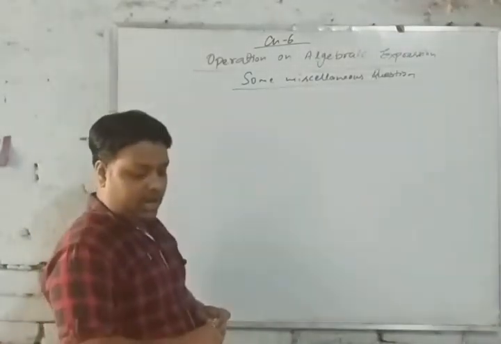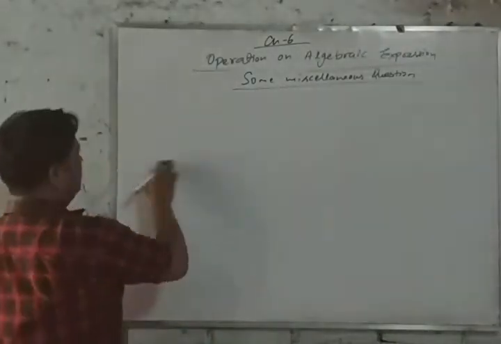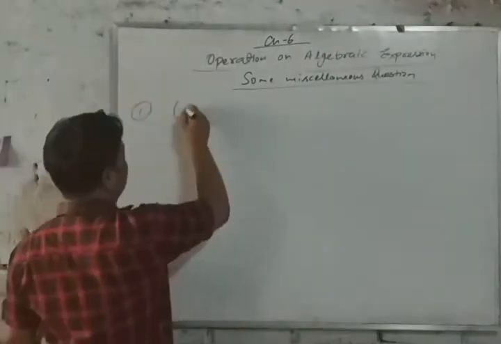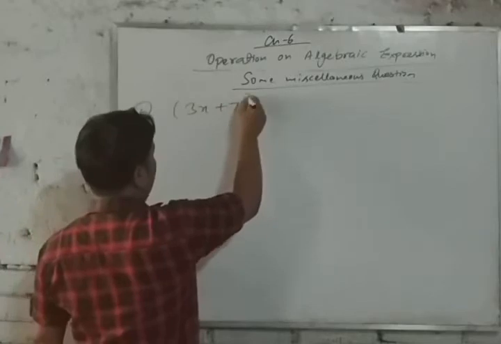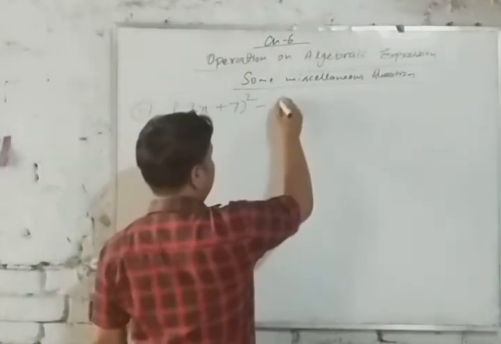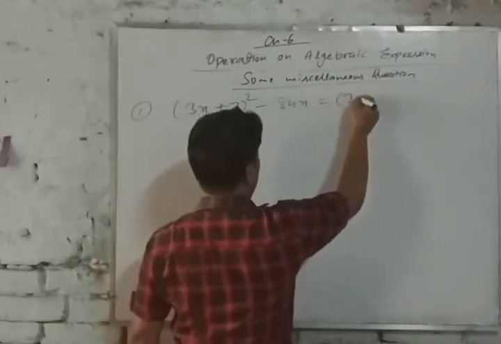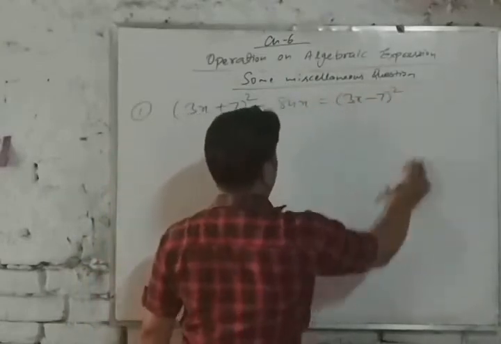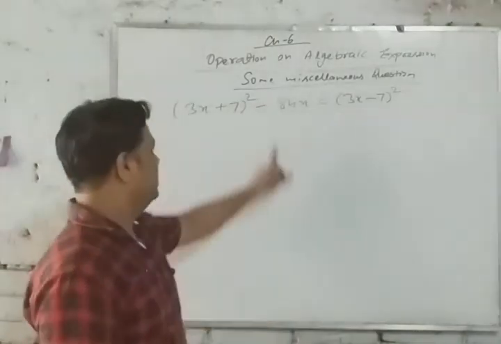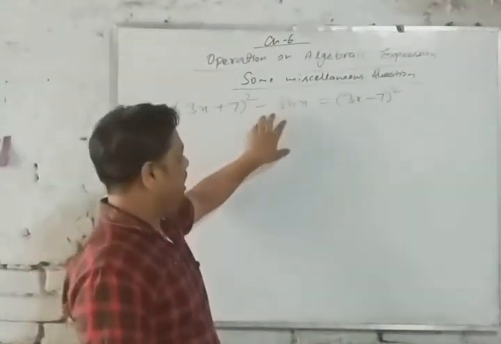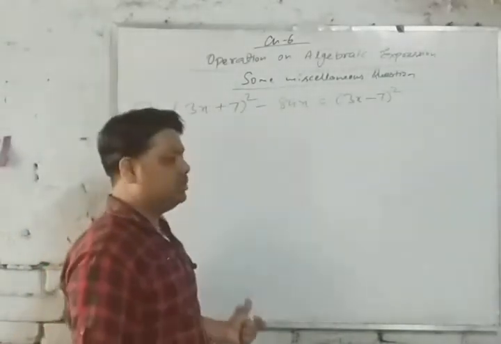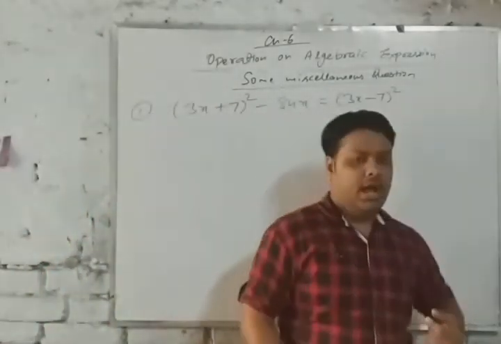Now the first one I am solving is a proving question: prove that (3x + 7)^2 - 84x is equal to (3x - 7)^2. Here, what is the difference? Here it is plus and here it is minus, but here minus 84x is already included. Okay, so in a proving question we will use LHS and RHS.